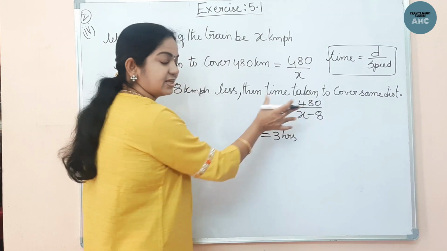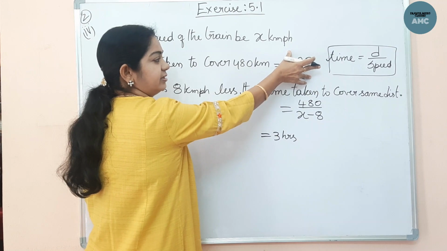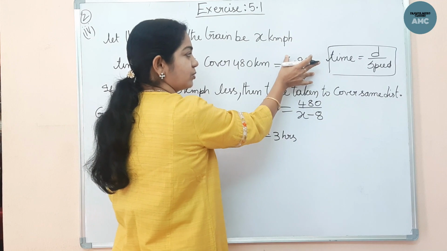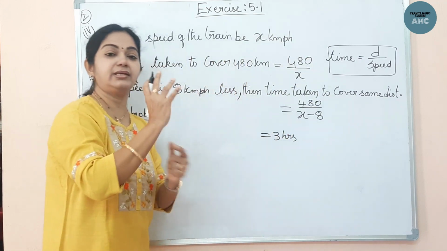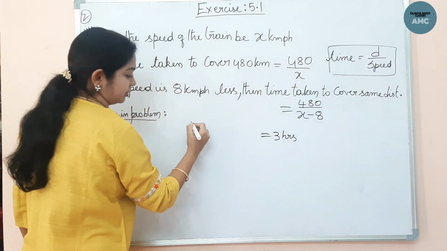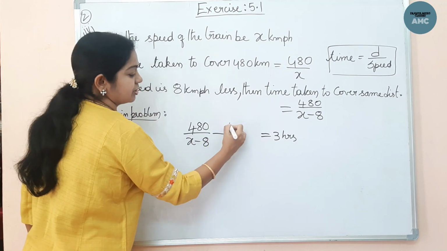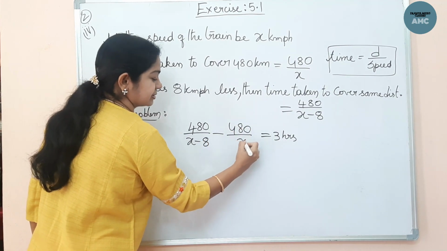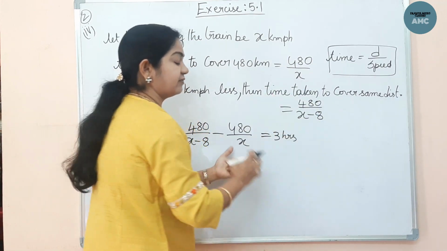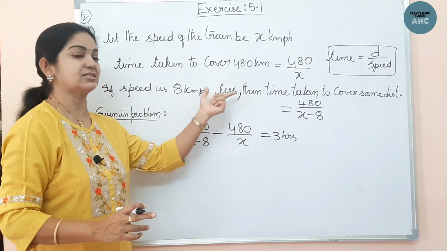The second situation is that the speed is 8 kilometers less. This is the time, and this is the time when it is at normal speed of x kilometers per hour. So if you subtract these two, we will get 3 hours more. So here 480 by x minus 8 minus 480 by x equals 3. So it will take 3 hours more to cover the distance at a speed of 8 kilometers less, right?